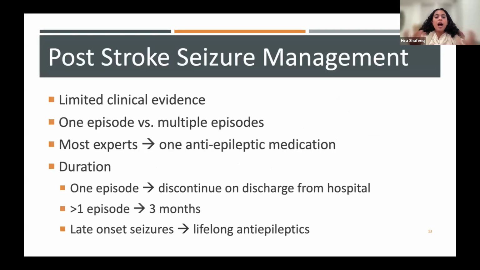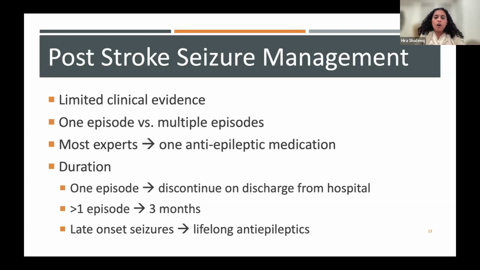Post-stroke seizure management. So if you have a seizure after a stroke, there's limited clinical evidence. How we decide what to do with these patients or how services decide what to do with these patients, it's important to remember whether it was one episode versus multiple episodes. And a lot of times, the only thing most experts agree on is that if they're going to give something, they recommend giving just one anti-epileptic. A lot of times they recommend that for one episode, it might be okay to discontinue on discharge. If it's more than one episode, they might give it for 1 to 3 months.